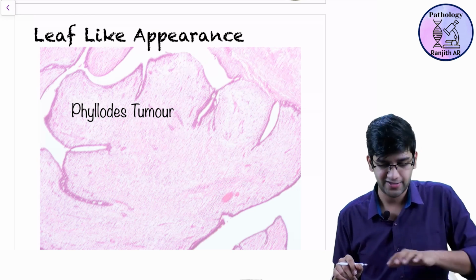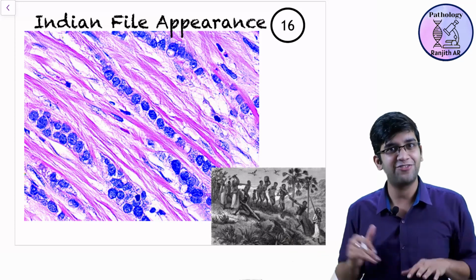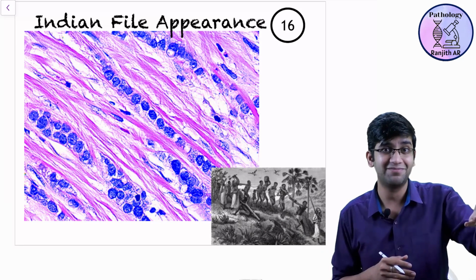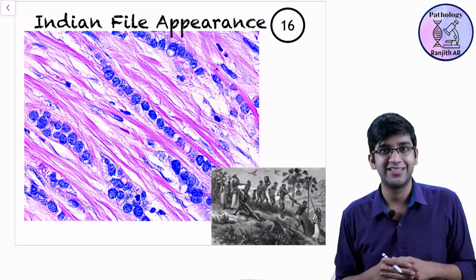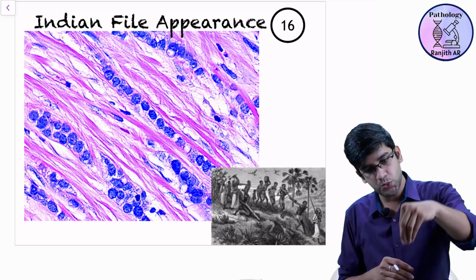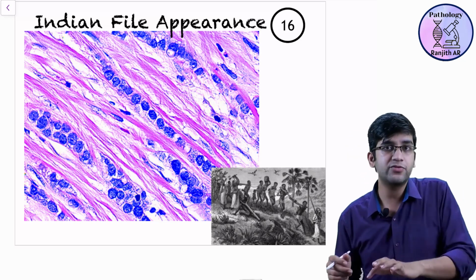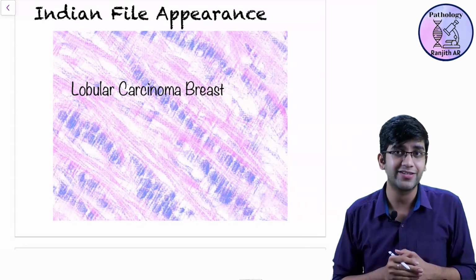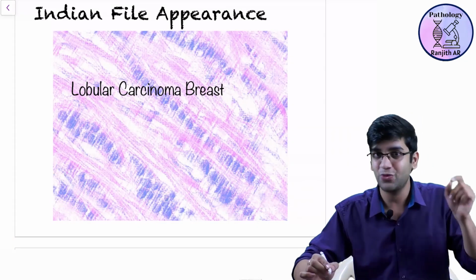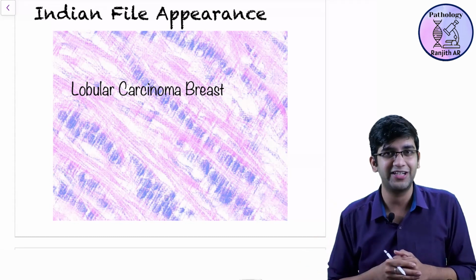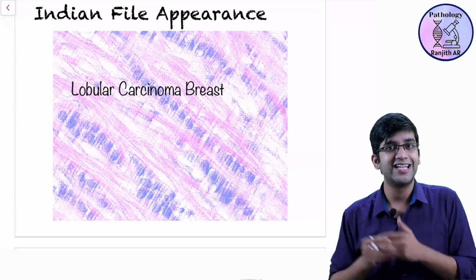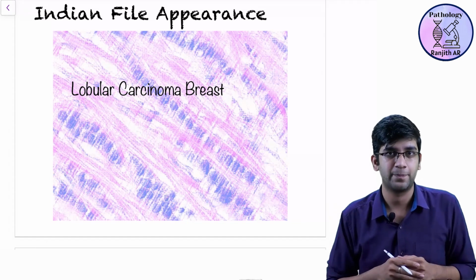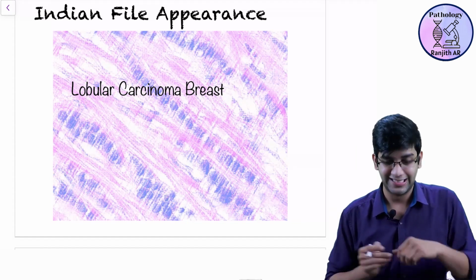Next. Indian file pattern. This also we saw in the tumors of the previous chapter. When it's an Indian file pattern, I have cells one behind the other. The reason for this is loss of CDH1, loss of E-cadherin, and it's seen in lobular carcinoma of breast. Indian file pattern, seen one behind the other. I'm sure you'll remember the story of Indian file, right? You will. It's seen in lobular carcinoma of breast. 8 more to go.